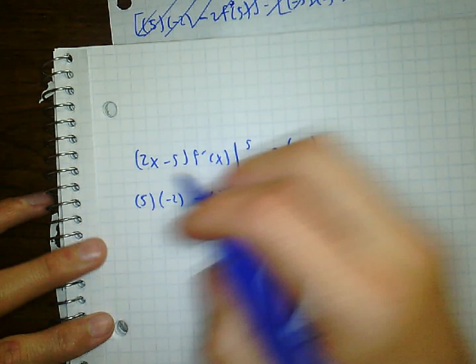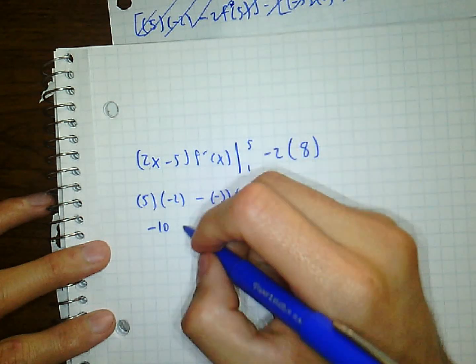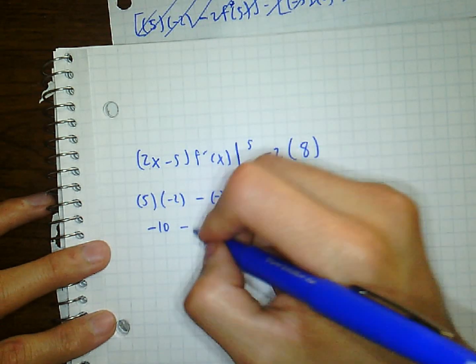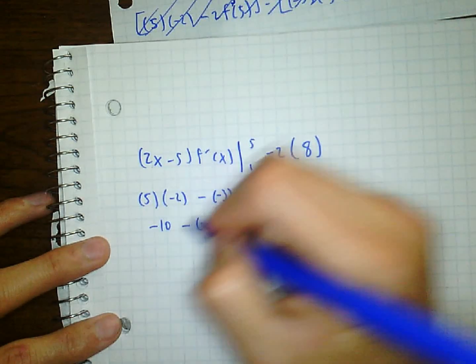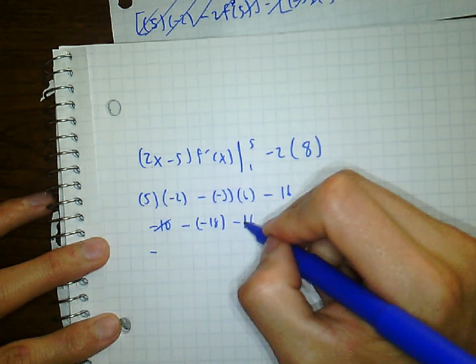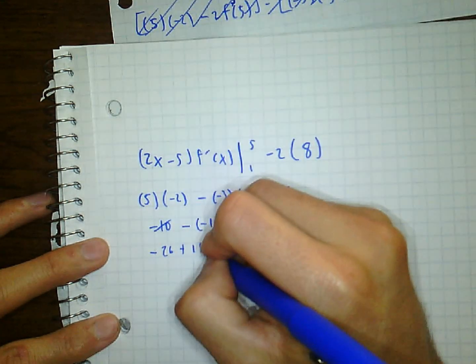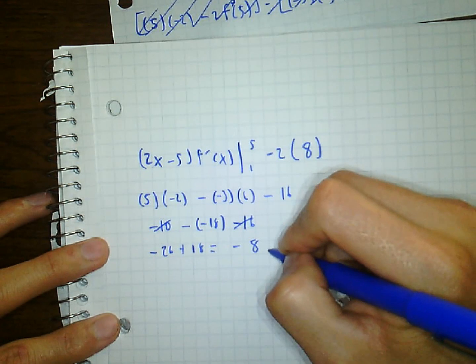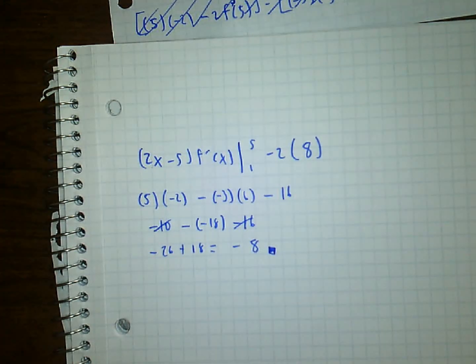So now we're just going to clean this up. 5 times 2 is -10. And then we got minus 6 times 3, which is -18, minus 16. So it's going to give us -10, -26, plus 18, which is going to give us -8. And that should be what we're looking for.